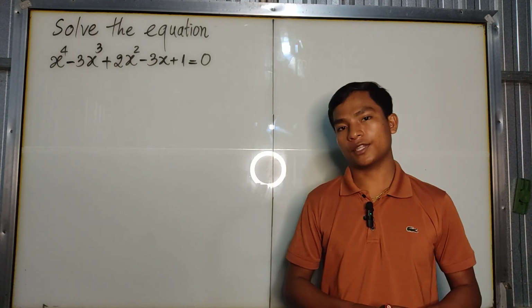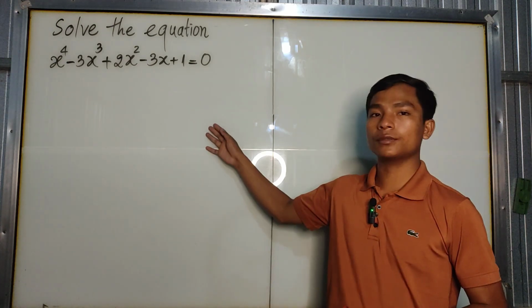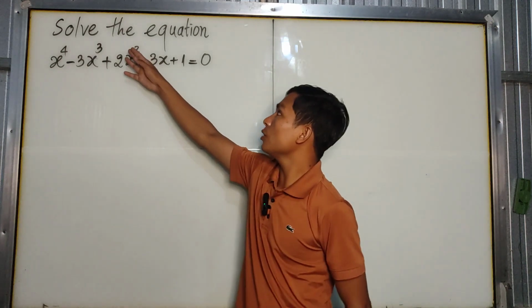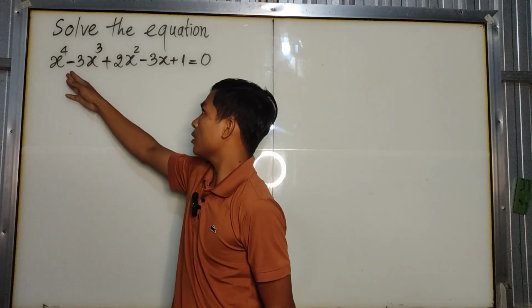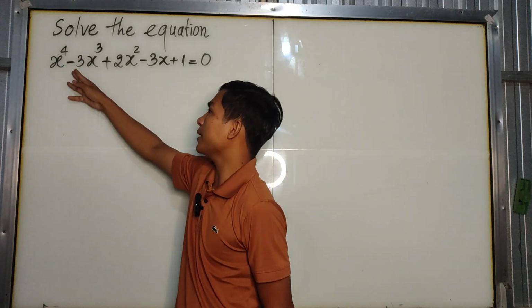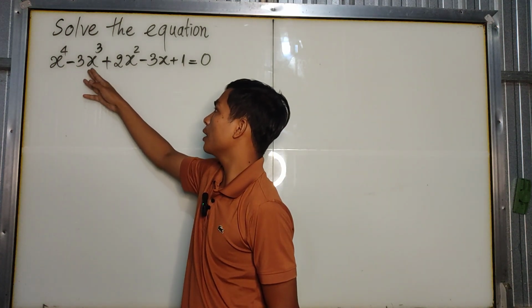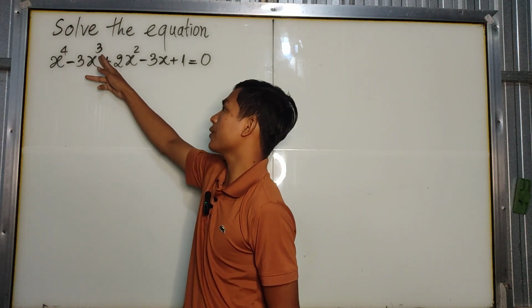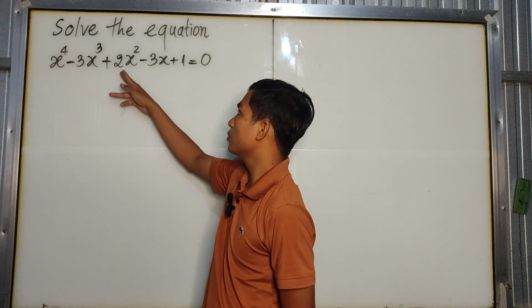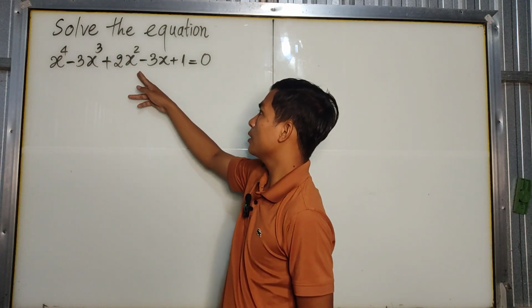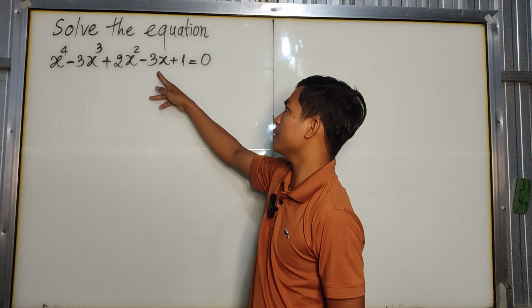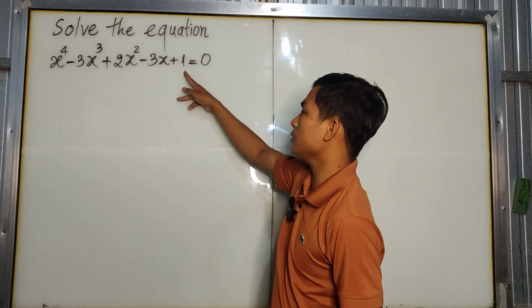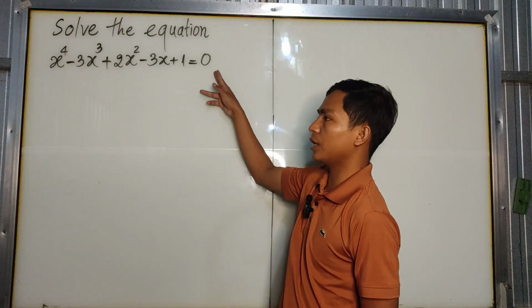Today I have one exercise on the whiteboard. Solve this equation: x power 4 minus 3x power 3 plus 2x squared minus 3x plus 1 equals 0.